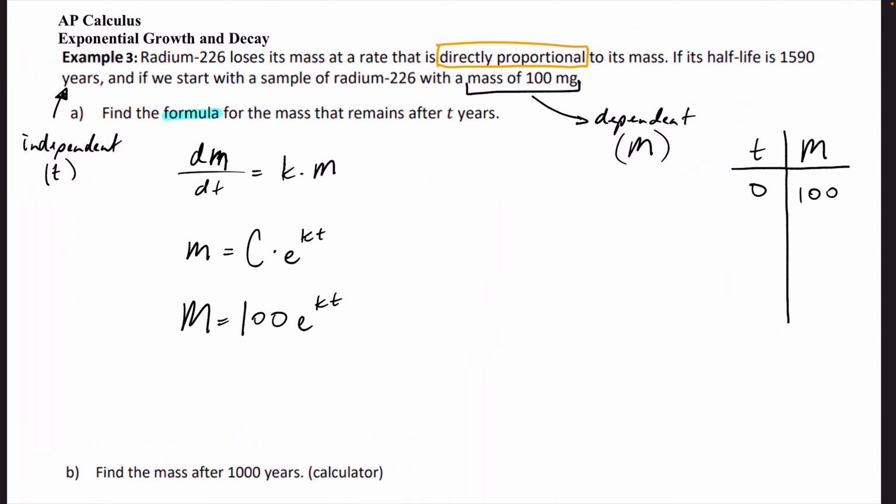What else do we know? After 1590 years, it'll be 50. And then another 1590, it's going to be 25. You could keep going, but I think that's good for right now. We get the idea, right? Every 1,590 years, there's going to be half left over. You just need one besides the initial to get the ball rolling. So here we go. I'm going to use this one here. Not 25.